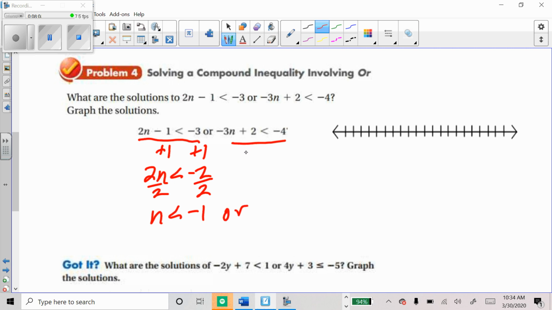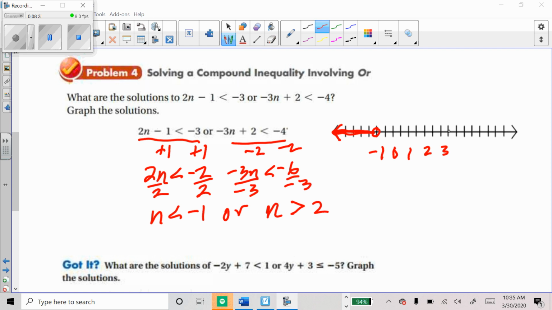Or on the other side, I'm going to subtract 2. That gives me -3n is less than -6. Dividing by -3. Now remember, when you multiply or divide by a negative, you have to flip the sign. And so I get n is greater than 2. So my final solution is n is less than -1 or n is greater than 2.